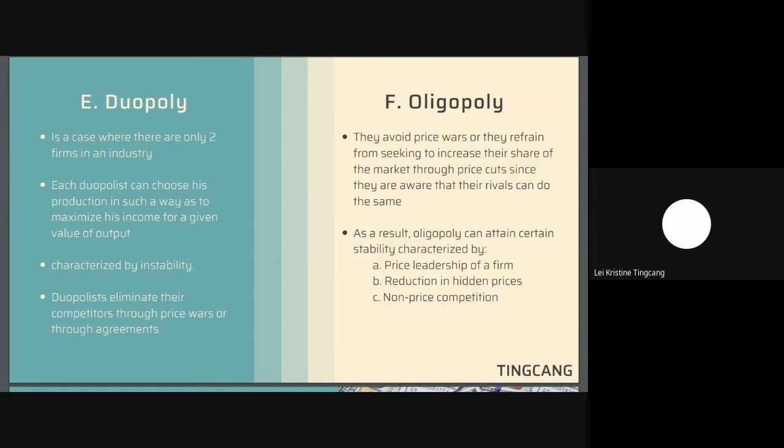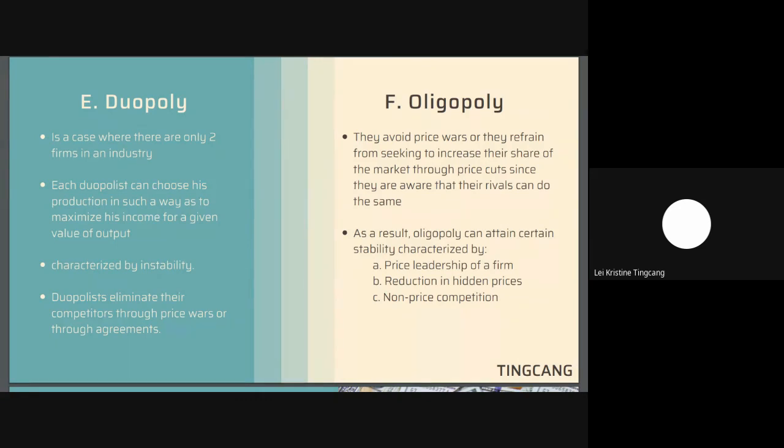However, since there are only two major players in the industry, there is some likelihood that a monopoly could be formed. This means that duopolists can eliminate their competitors through price wars or through agreements, and therefore this makes it difficult for other competitors to enter the industry and gain market share.